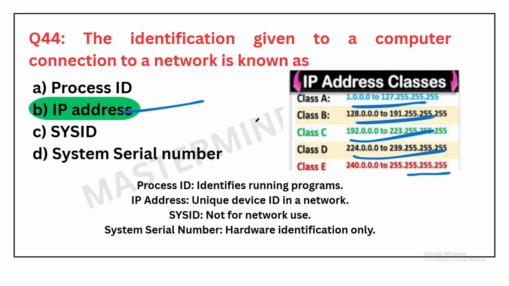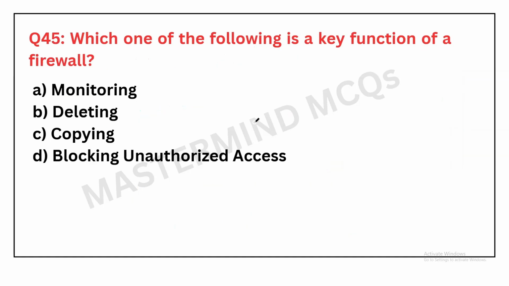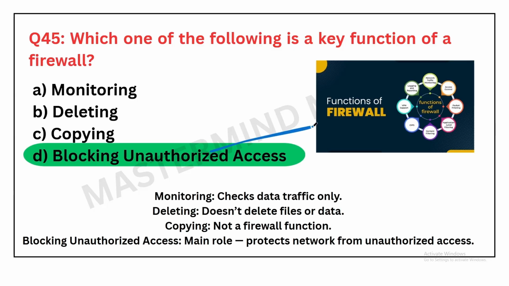Question number 45. Which one of the following is a key function of firewall? Option A, monitoring, option B, deleting, option C, copying, option D, blocking unauthorized access. The right answer is option D, blocking unauthorized access. Its true purpose is to block unauthorized access and protect the network while still allowing safe communication between trusted systems.